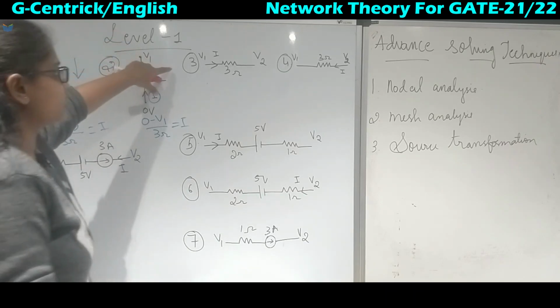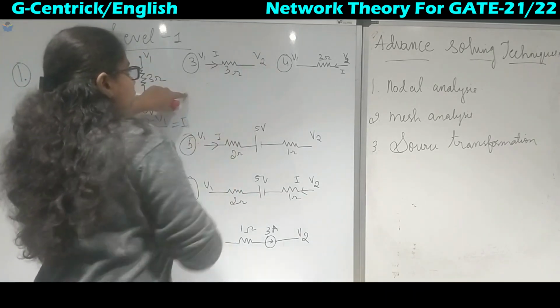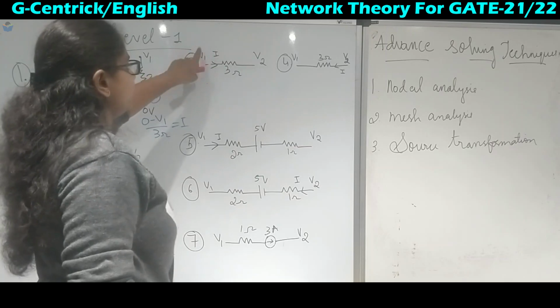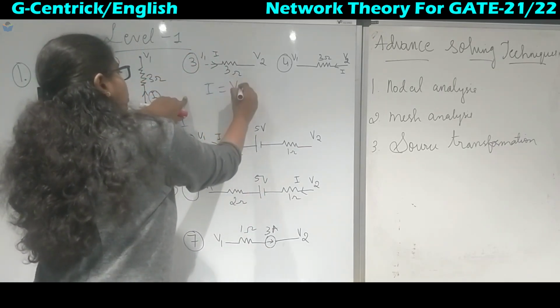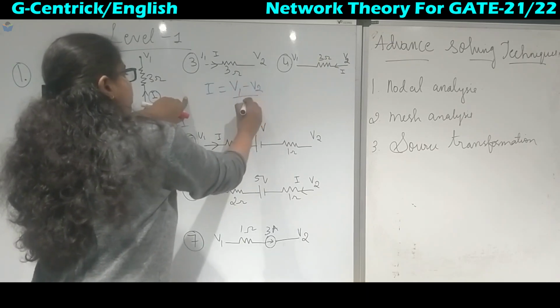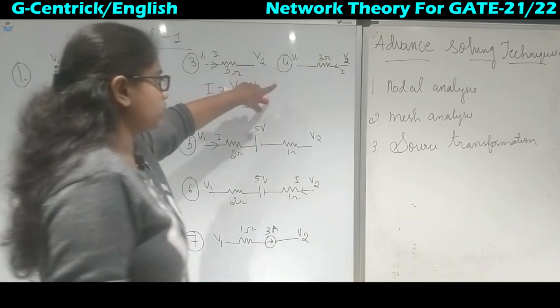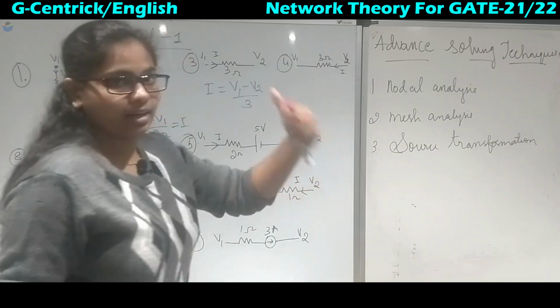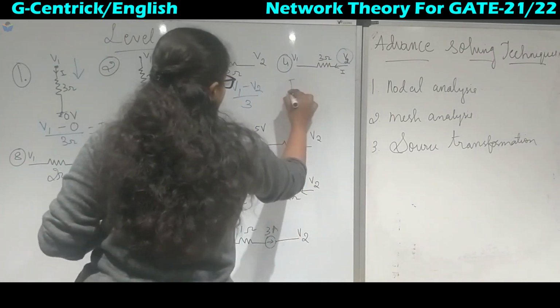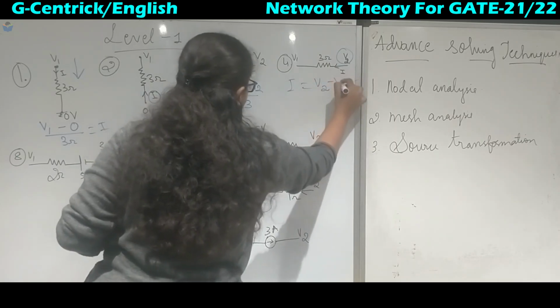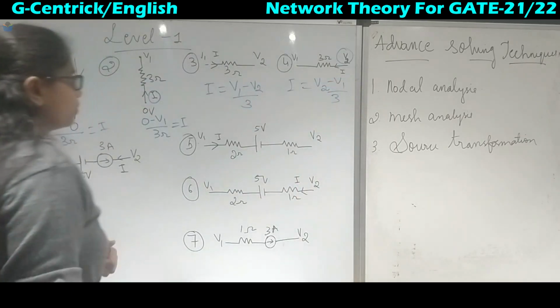Coming to the third one, it is moving from V1 to V2. So we will assume that V1 is at the higher potential. So I is equal to (V1 minus V2) upon 3. Next, coming to the fourth, now the current has become opposite. So we will assume V2 is at higher potential. I is equal to (V2 minus V1) upon 3 ohms.